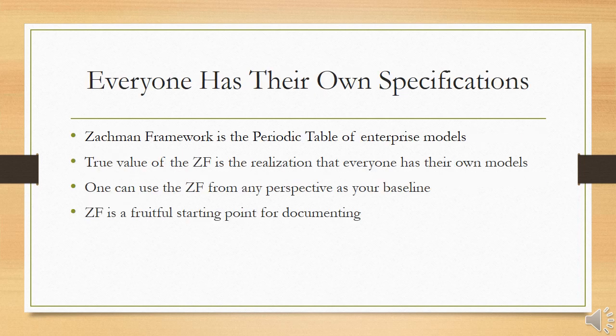Everyone has their own specifications. The Zachman framework is the periodic table of enterprise models. It is a scientific abstraction that helps you manage the real world. The true value of the Zachman framework is the realization that everyone has their own models. If the models are not meeting your needs or you don't know how to organize them, you can reorganize them using the Zachman framework. The model should answer all the important questions from your perspective.